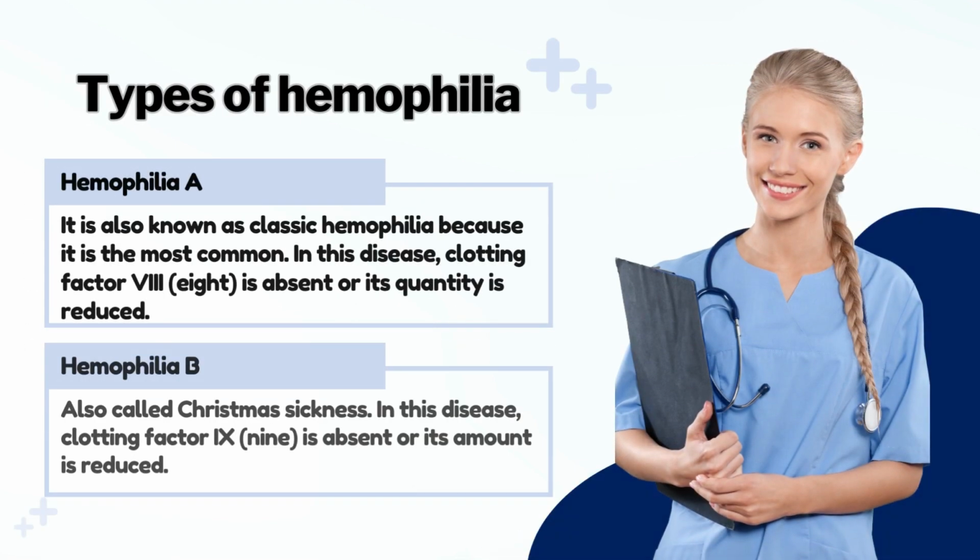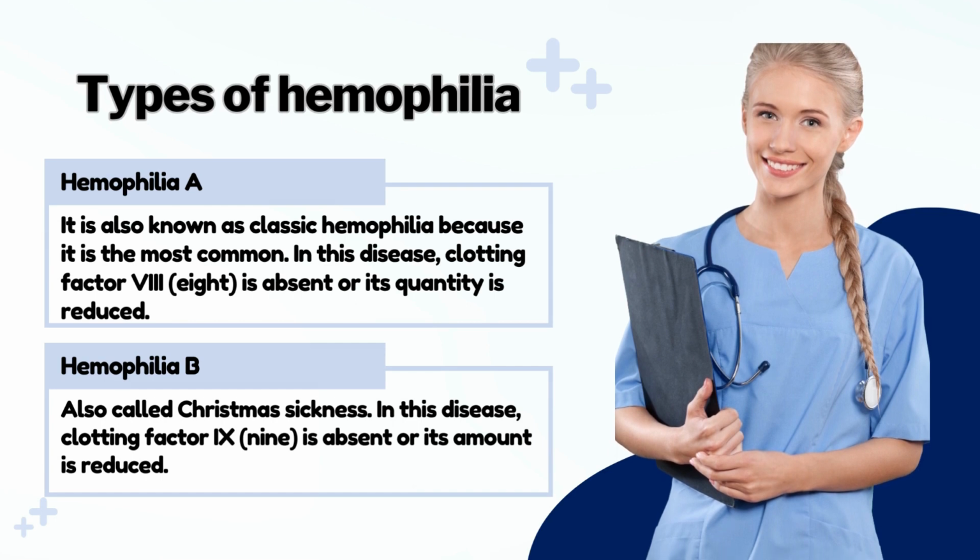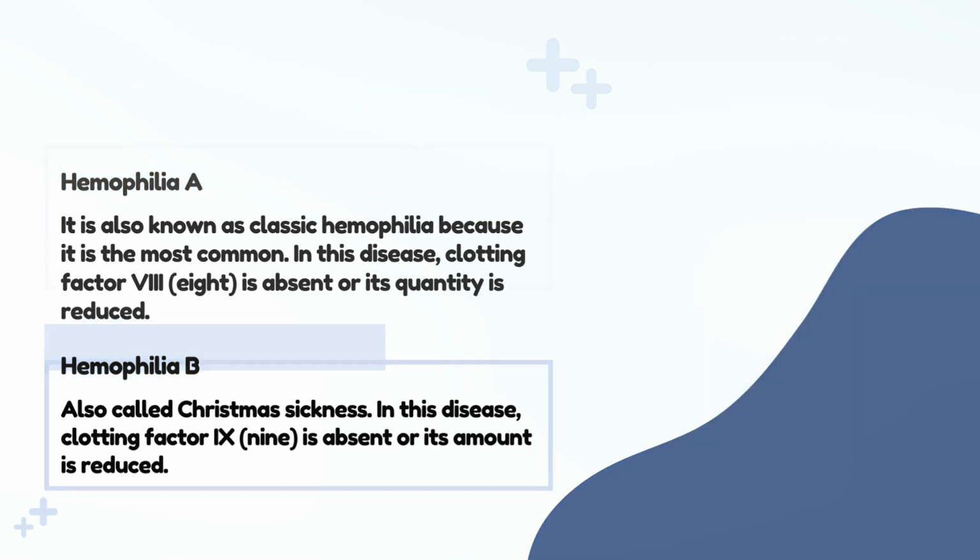Types of hemophilia. There are two types. Hemophilia A, also known as classic hemophilia because it is the most common. In this disease, clotting factor VIII is absent or its quantity is reduced. And hemophilia B, also called Christmas disease. In this disease, clotting factor IX is absent or its amount is reduced.